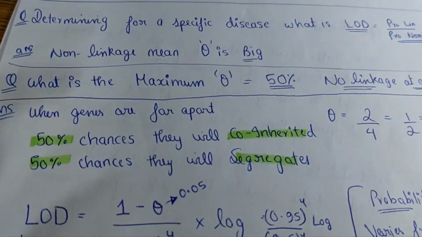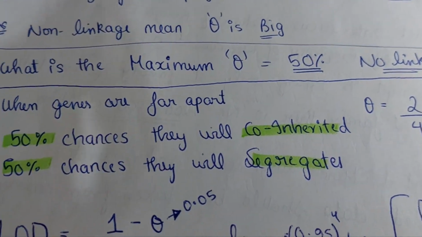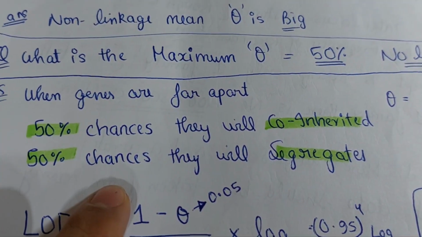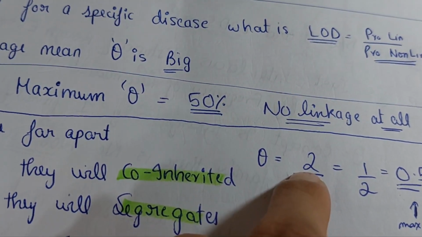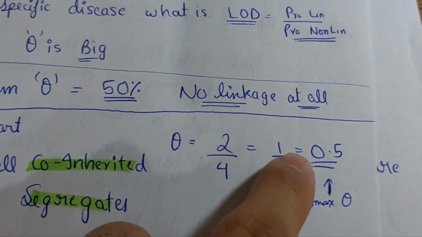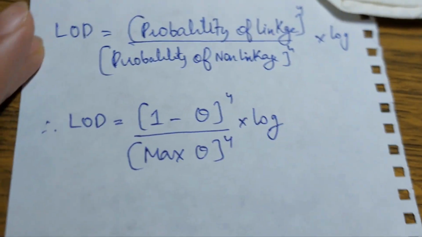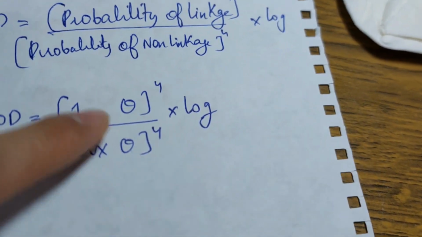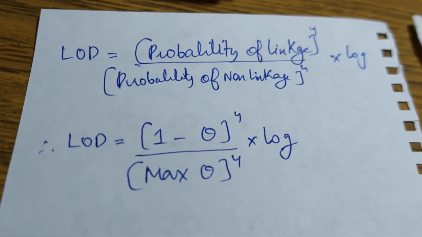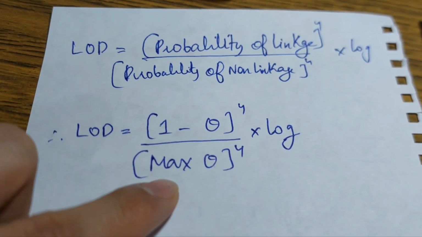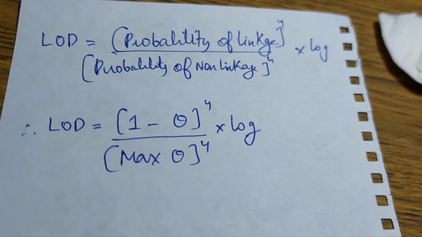Because there is a 50% chance of co-inheritance and a 50% chance of segregation, which is a very high chance. In that case theta is equal to frequency of recombination, that is 2 kids will be recombinant and 2 will be normal, out of total offspring 4. That is 1 by 2, so 0.5 is the answer. Therefore our maximum theta is going to be 0.5. So coming back to the equation, probability of linkage is 1 minus theta, because linkage is associated with theta, and probability of non-linkage we have to consider as maximum theta, that is 0.5, into log, and the result of this will give us the LOD score.